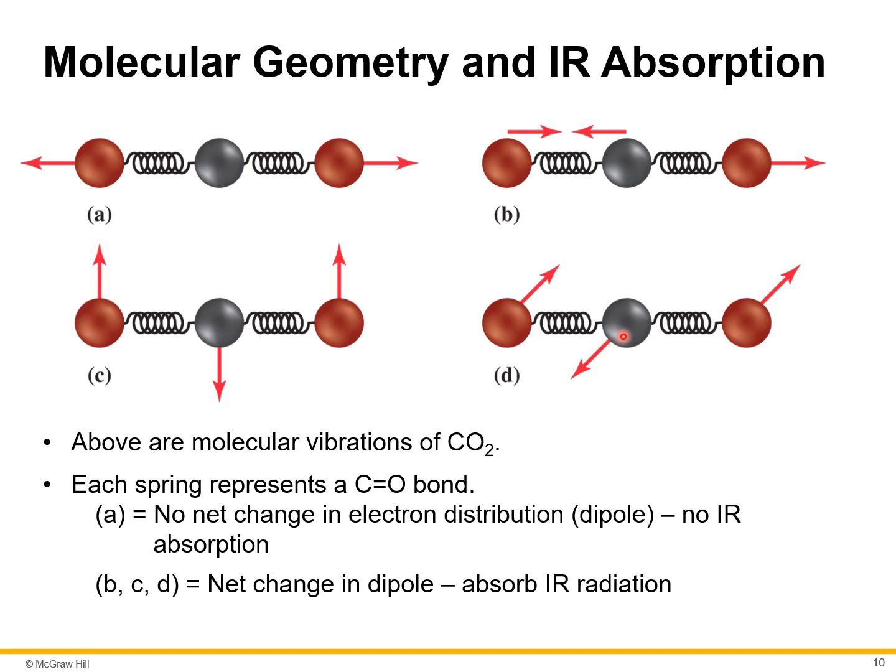And here we also have bending for D, where the carbon goes towards us and the oxygen goes away, giving a net dipole change. So I think what we have to get from this is if there is a net change in dipole, we have IR absorption. We'll stop there till the final module.